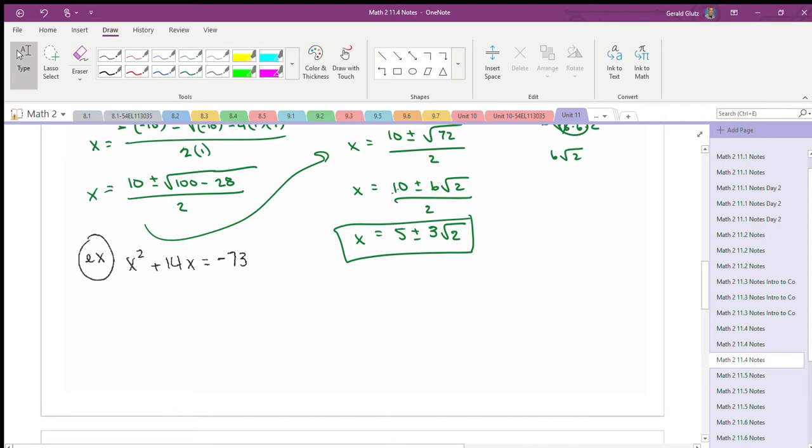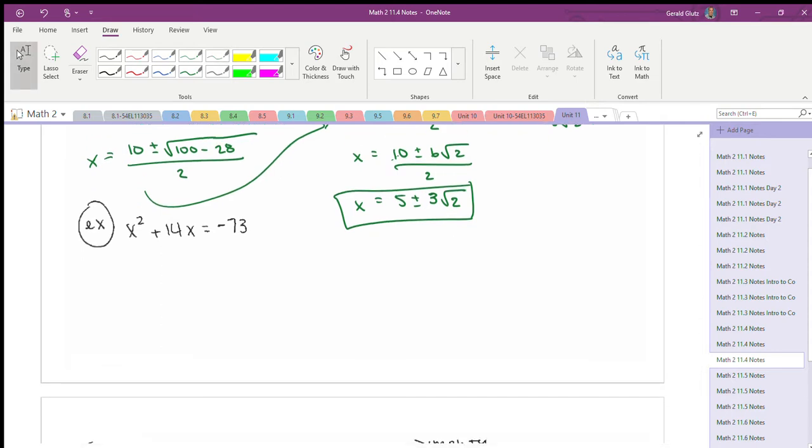All right, and I'll go ahead and do this last example. So we got to get one side equal to 0.